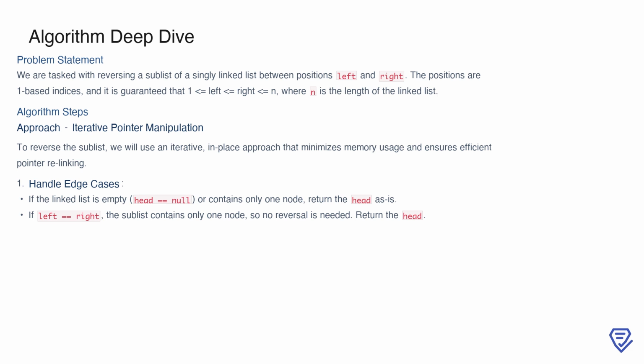The approach we'll use is an iterative, in-place method that focuses on manipulating pointers directly, which avoids the overhead of extra memory usage. First, we handle edge cases. If the list is empty, or if it contains only one node, there's no reversal needed, so we simply return the original list. Similarly, if left equals right, the sublist includes only one node, so no action is necessary, and we return the list as is. These checks ensure that we handle simple scenarios efficiently before proceeding to the main logic of the algorithm.